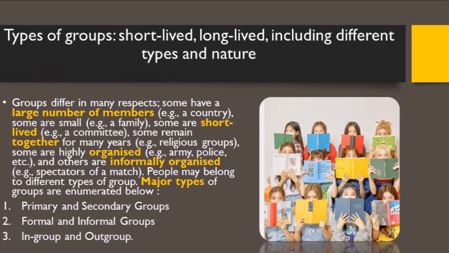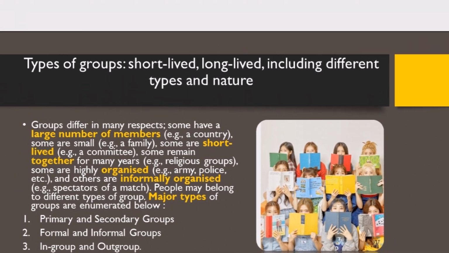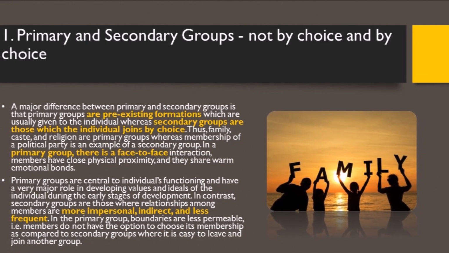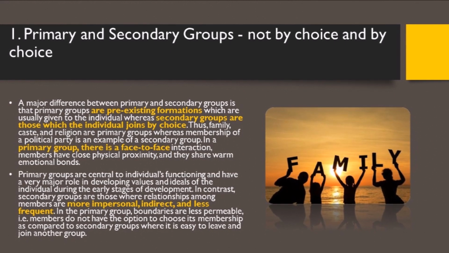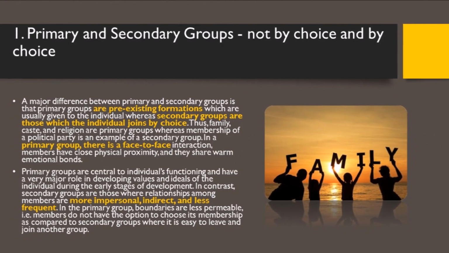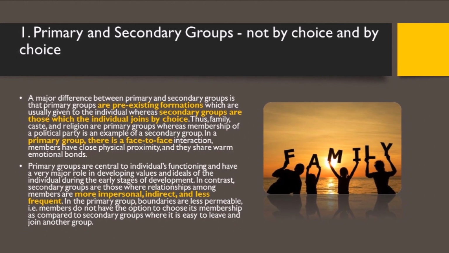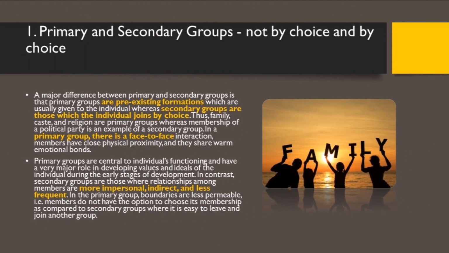Types of groups. Groups can vary greatly in terms of size, duration, and structure. Here are some key types. 1. Primary and secondary groups. Primary groups are pre-existing and include family or close friends. These groups have strong emotional bonds and play a central role in personal development. Secondary groups, like political parties, are formed by choice and have more impersonal relationships.